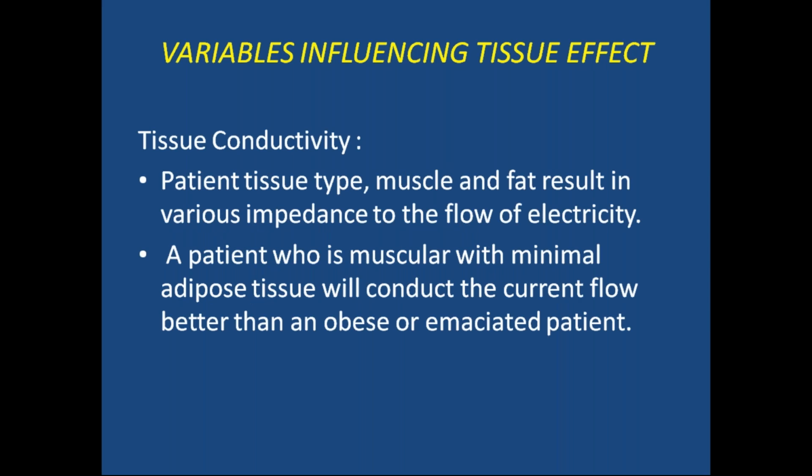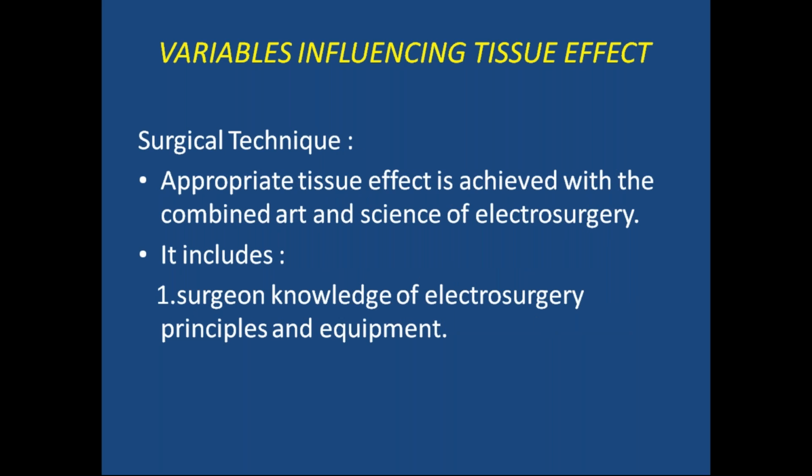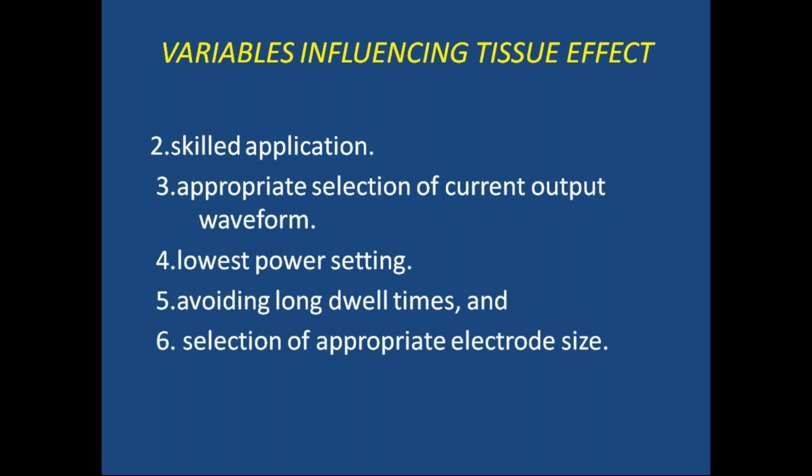Coming to tissue conductivity, patient tissue types, muscle and fat, result in various impedance to the flow of electricity. A patient who is muscular with minimal adipose tissue will conduct the current flow better than an obese or emaciated patient. Coming to surgical technique, the appropriate tissue effect is achieved with the combined art and science of electrosurgery. It includes the surgeon's knowledge of electrosurgical principles and application, skilled application, appropriate selection of the current output waveform, lowest power setting, avoidance of long dwell times, and selection of appropriate electrode sites.